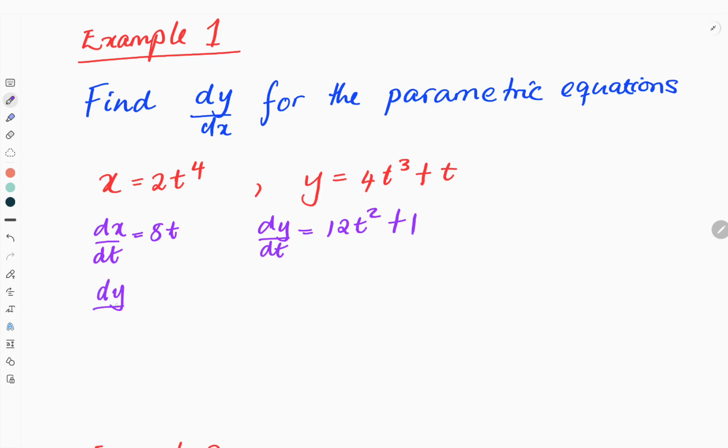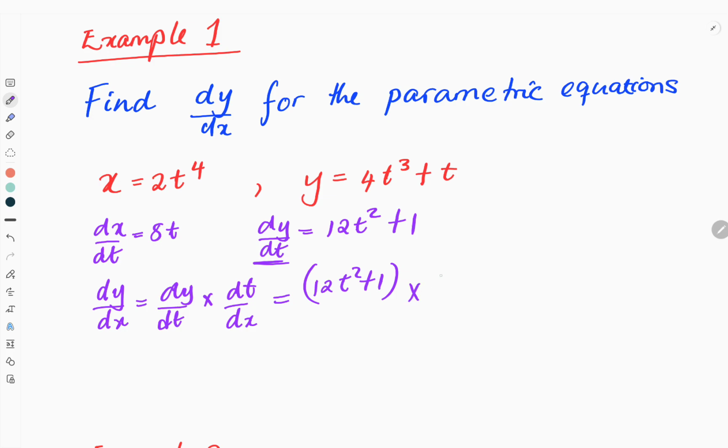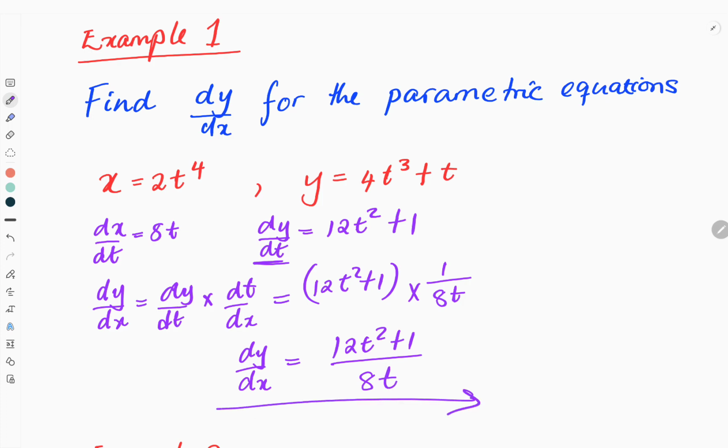Now remember, dy/dx is equal to dy/dt multiplied by dt/dx. So that is equal to your dy/dt, which is 12t squared plus 1, multiplied by, remember, the inverse of that, because we don't have dt/dx, we've got dx/dt. So to determine dt/dx, we just find the inverse of 8t, which is 1 over 8t. That can be simplified further as dy/dx is equal to 12t squared plus 1 divided by 8t. And that's how you do this question.